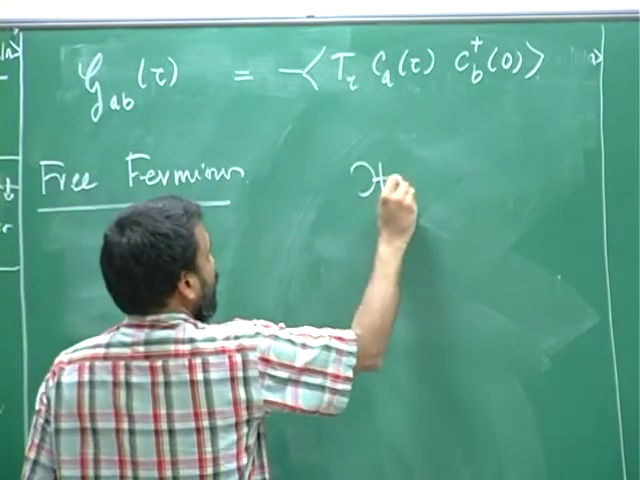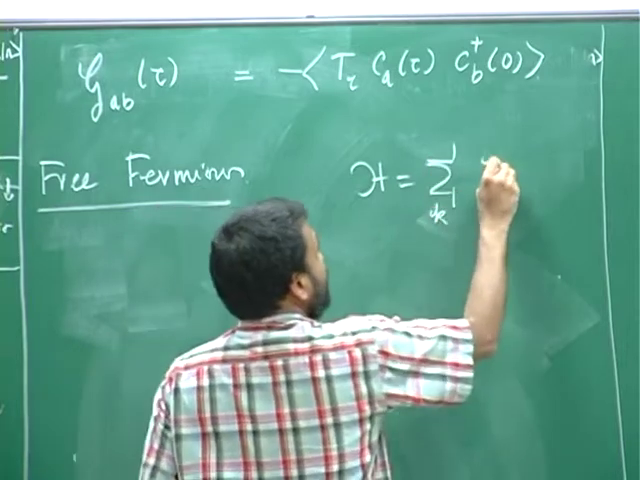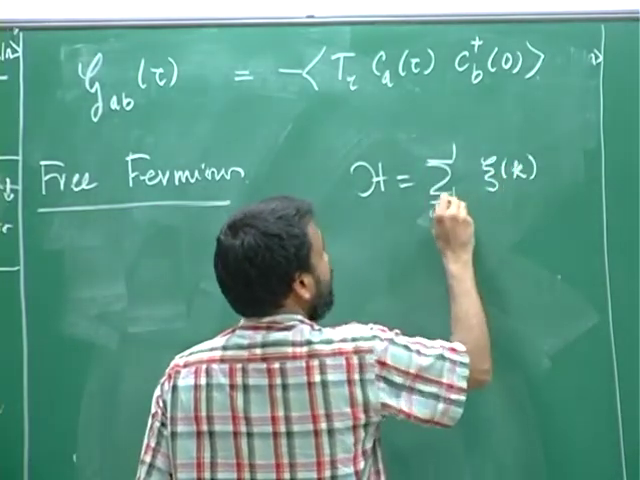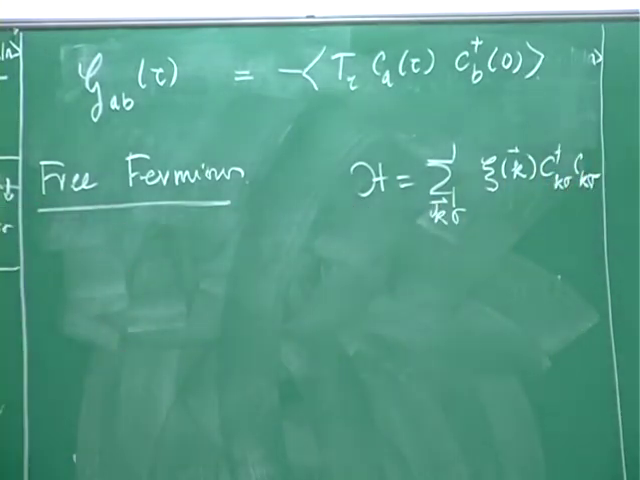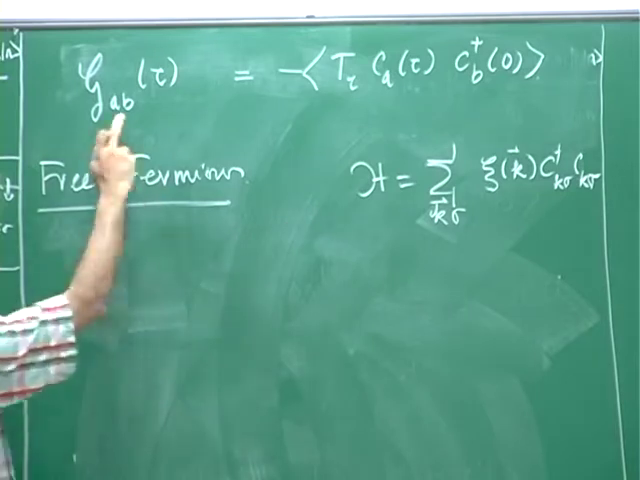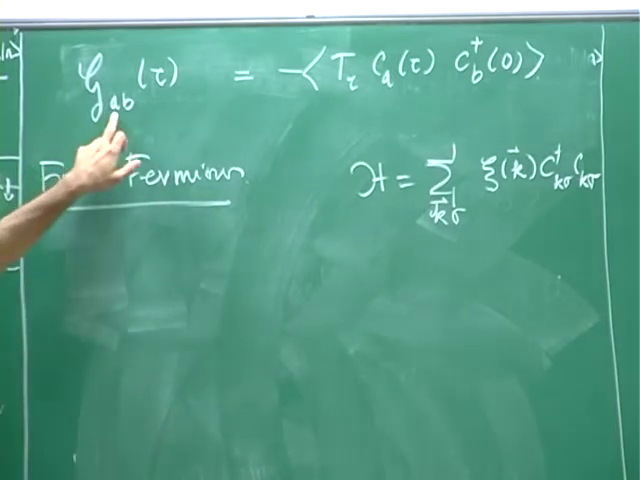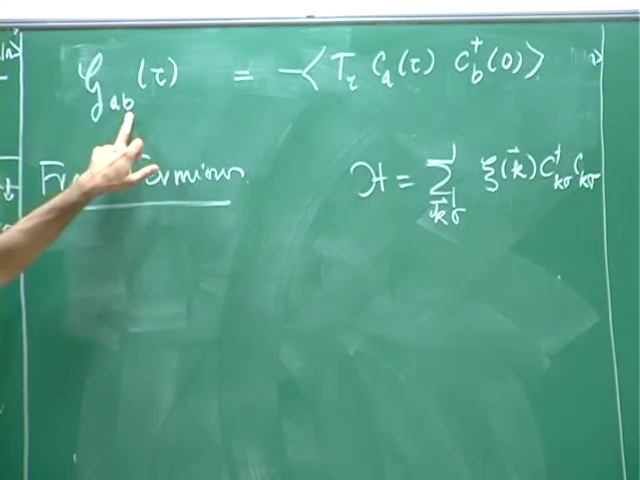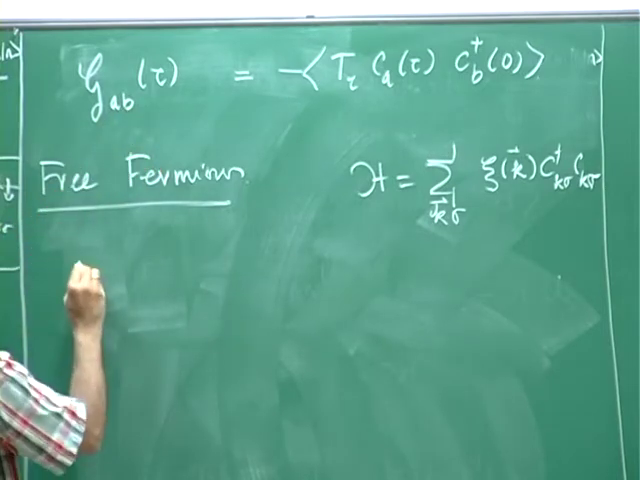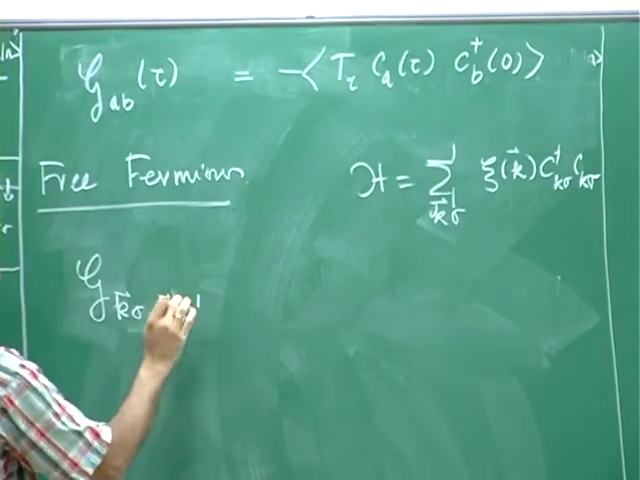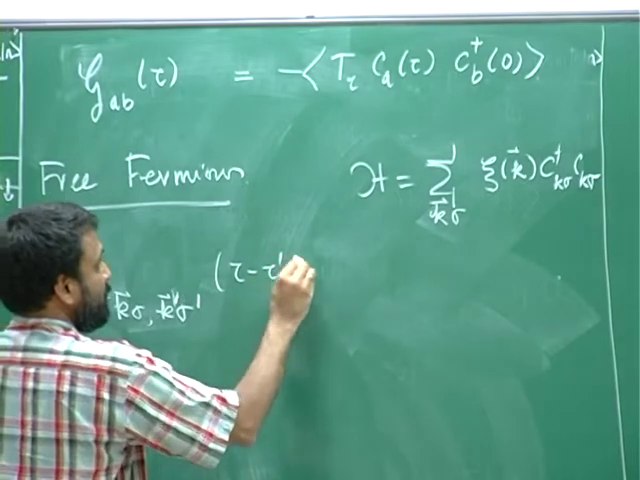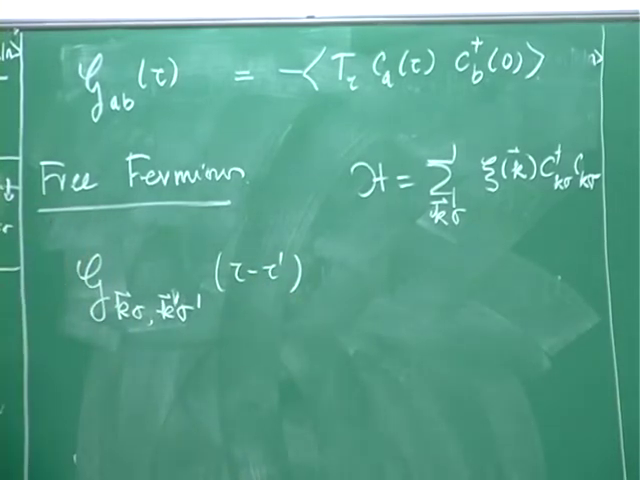The Hamiltonian you know very well by now. This is a sum over all momentum states. I have defined this already. So this is the Hamiltonian. What I would like to do is calculate this Green's function, and the natural set of states to look at for the A, B states here are the momentum and spin labels, right? Those are the natural one particle states. So I want to find out what this quantity is for the free fermion.